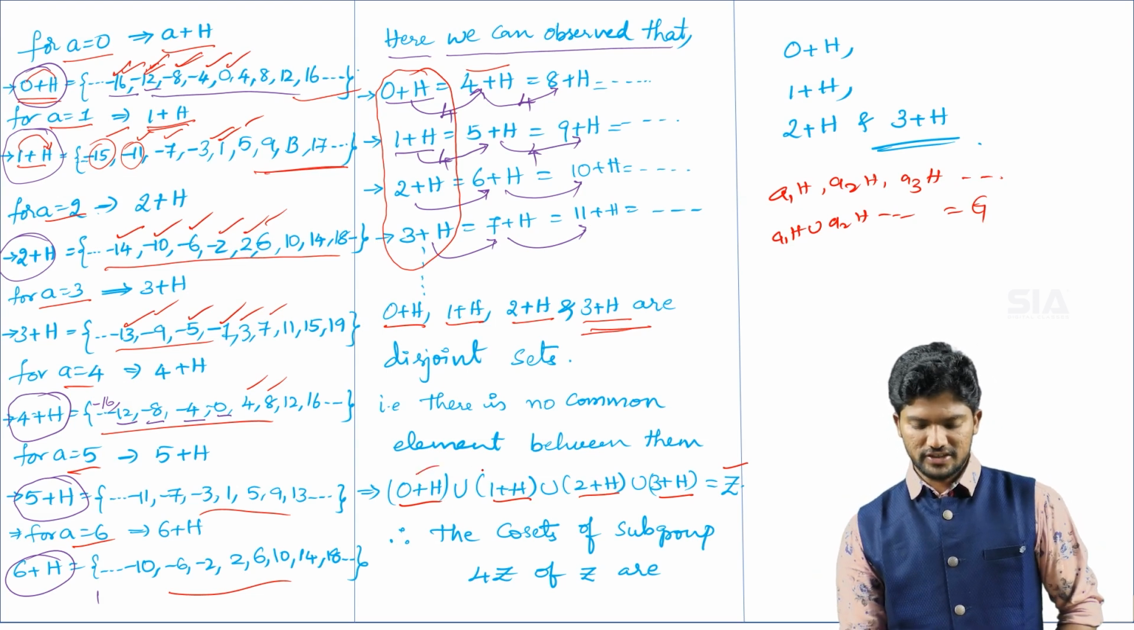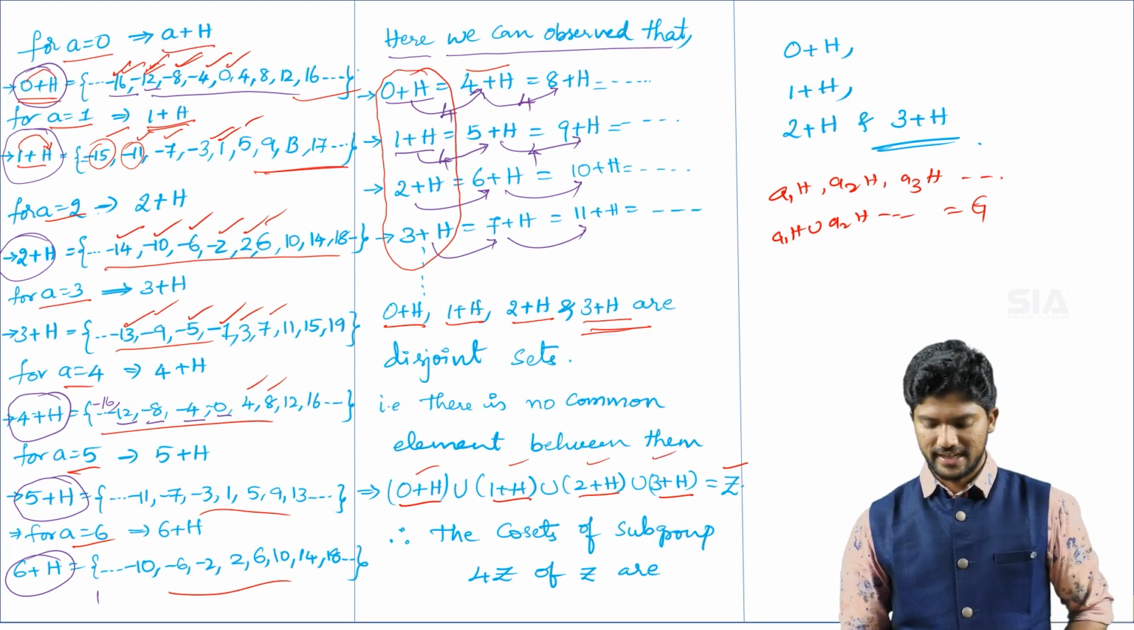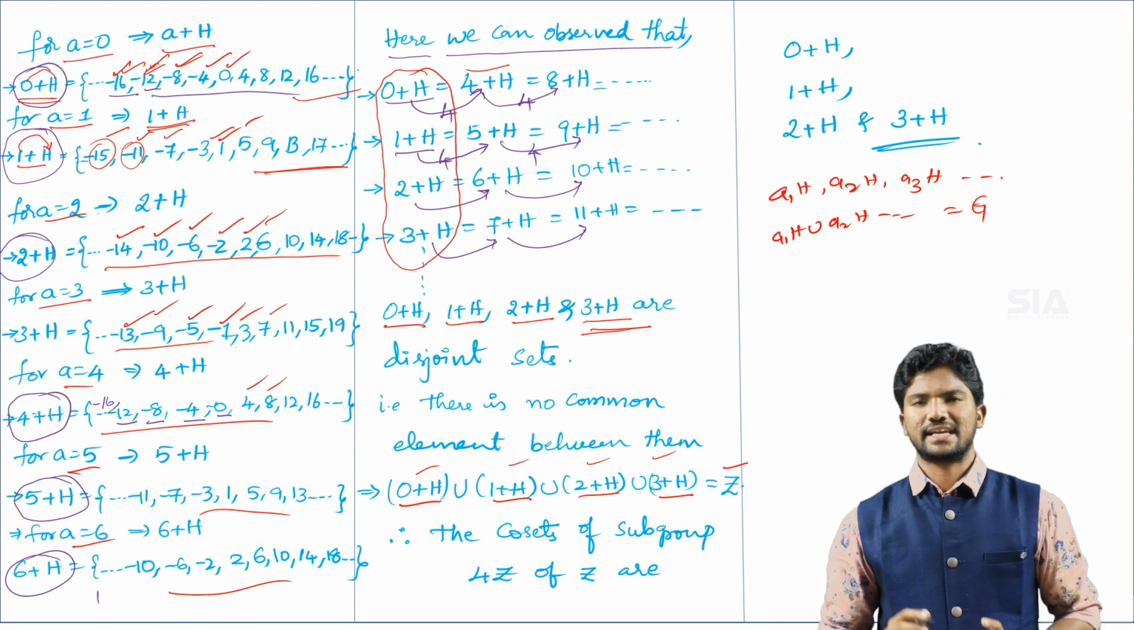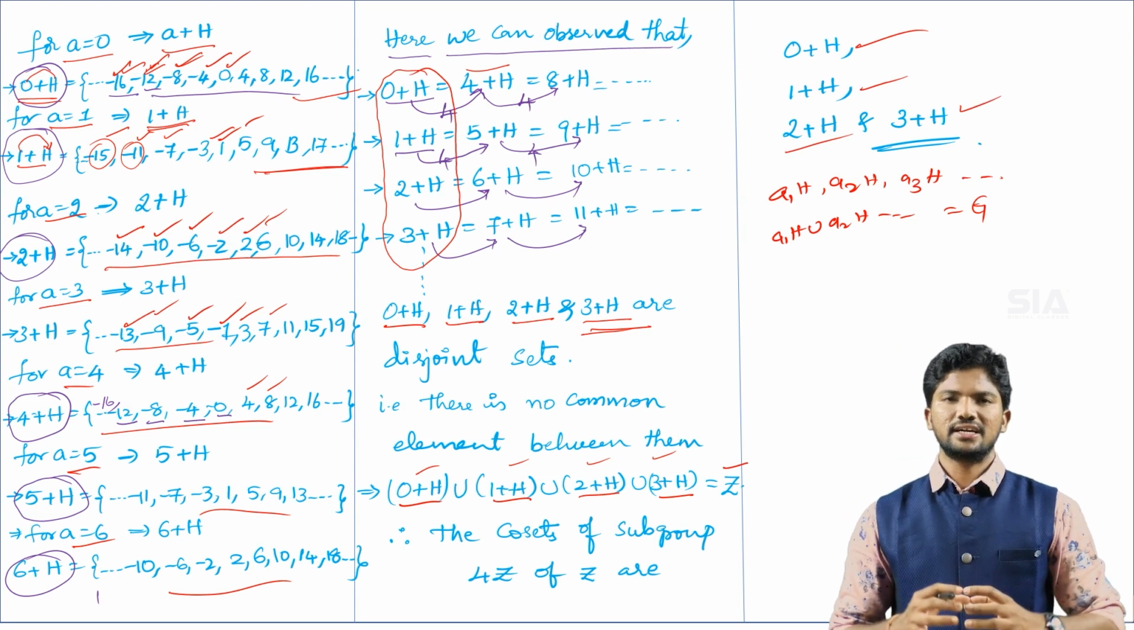So therefore, these 4 are the disjoint cosets of 4 into Z. By clubbing them, or by taking the union of them, you will get the same set only. So therefore, 0 plus H, 1 plus H, 2 plus H, 3 plus H are the 4 disjoint cosets.